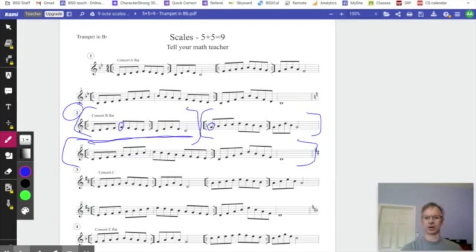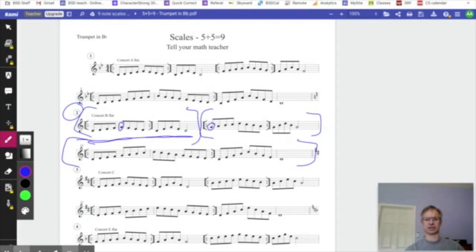Now, you might be wondering how you get 5 plus 5 equals 9. And the answer is 1, 2, 3, 4, 5. Now 5 is the same as 1 in the next scale. 1, 2, 3, 4, 5. So if I count all those, 1, 2, 3, 4, 5, 6, 7, 8, 9, I end up with a 9-note scale. So even though they're two 5-note scales, because they overlap by 1 note, we get a 9-note scale.